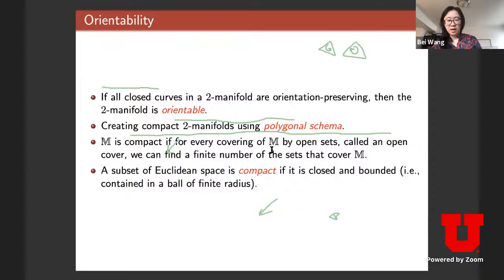A manifold is compact if for any open cover of this manifold by open sets, for example, I can cover the surface of a sphere by open disks, that's called an open cover, we can find a minimal finite number of sets that cover it. This is a little bit mathematical, but all that means is that every time I cover the manifold with open disks, I can find a finite subset that covers the entire space. A subset of Euclidean space is compact if it is closed and bounded. What do I mean by bounded? It means it can be contained in a ball of finite radius. A lot of the nice spaces we talk about here, for example the sphere and the torus, are all compact manifolds.